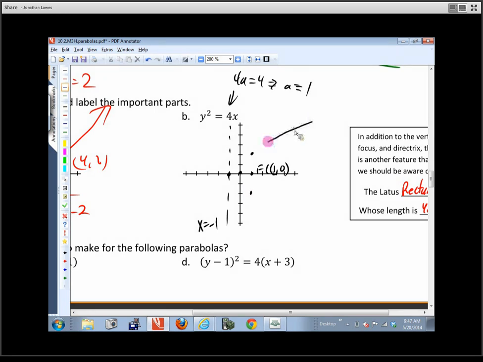I'm going to draw a nice looking curve. I'm going to extend the ends, put the arrows on the ends. And then I'm going to label these three points that are actually on the parabola. So this is going to be (1, -2). This is going to be (1, 2). And this is going to be (0, 0). And anybody looking at that would know you know how to graph that. Okay? Any questions?